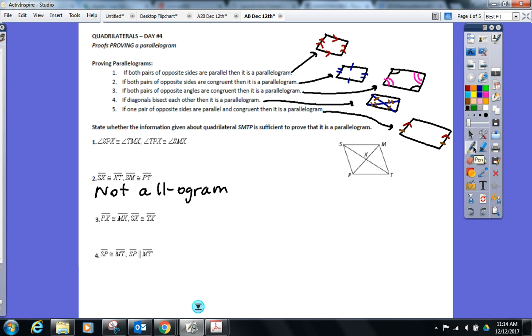What do we got here? Ooh, PX congruent to MX. And you have SX congruent to TX. Enough information. Calm down, Mike. All right, calm down. Jeez.